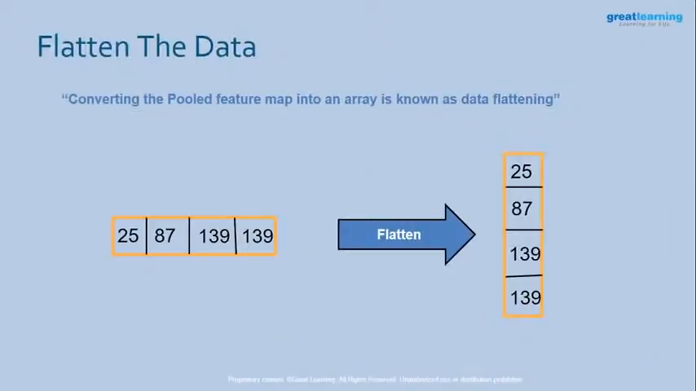Now we will have a look at flattening the data. This data can be 2D data or 3D data, right? But what is flattening the data? Converting a pooled feature map into an array is known as data flattening. Let me give you a proper example for that.